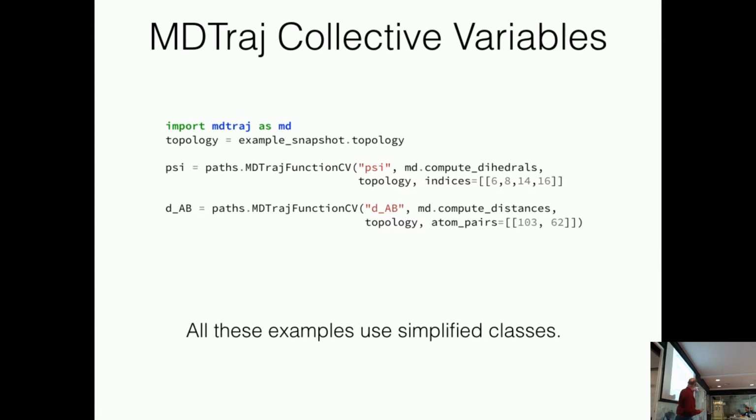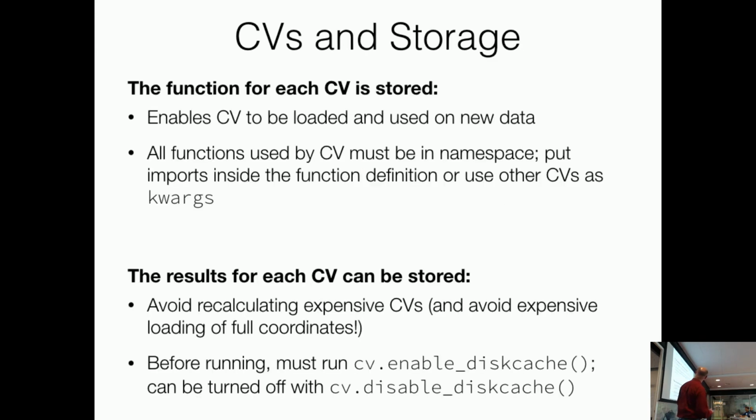And then any other things that you might need, like indices, anything else that needs to be passed to the function that you've written will be passed as keyword arguments. One of the things that these do is use simplified classes. In principle we have a whole lot of arguments to these methods, but we simplify them, because we have a very generic CV class that has a mess of arguments, which I'll show on the next slide. So I'll talk about that in just a moment.